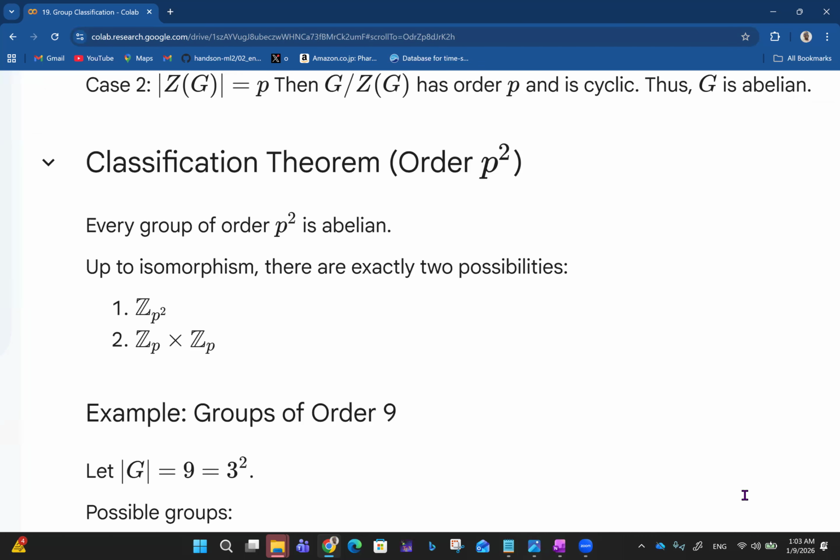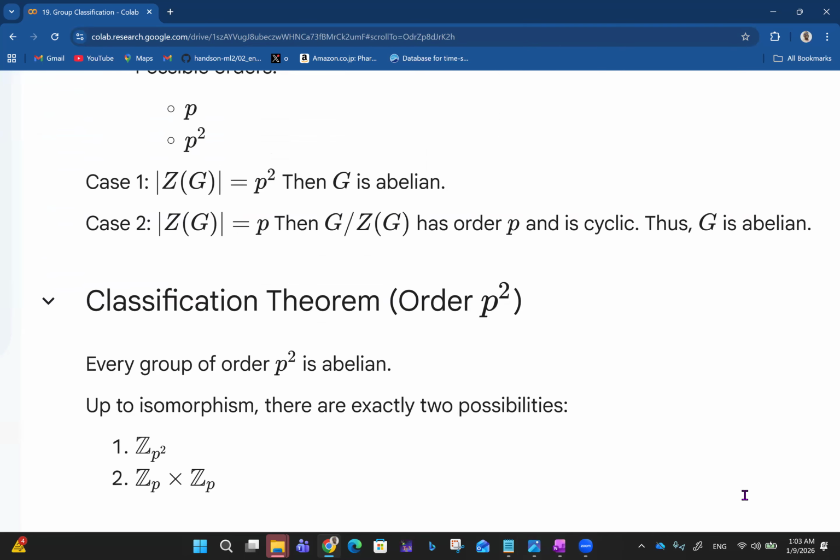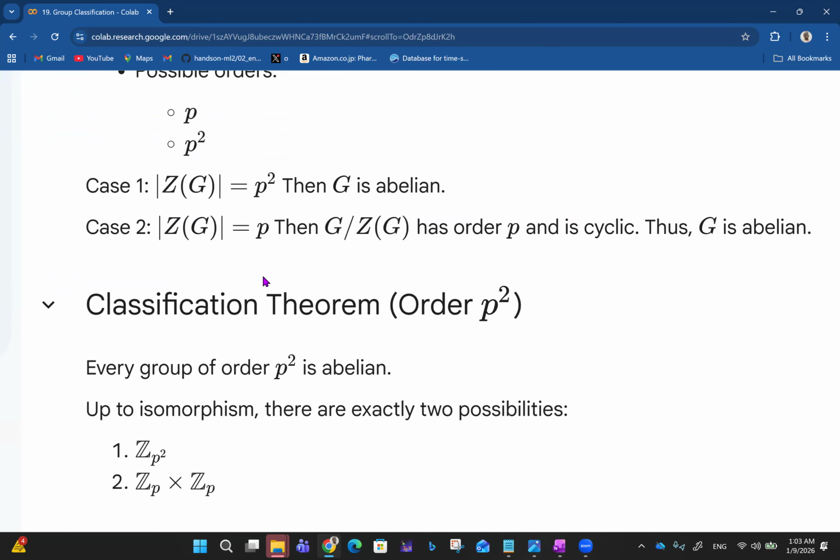So how do we classify groups of order p squared? The classification theorem simply states that every group of order p squared is abelian. Up to isomorphism, there are exactly two possibilities: we have Z sub p squared and we have Zp by Zp. So these are the possibilities we have in this case.